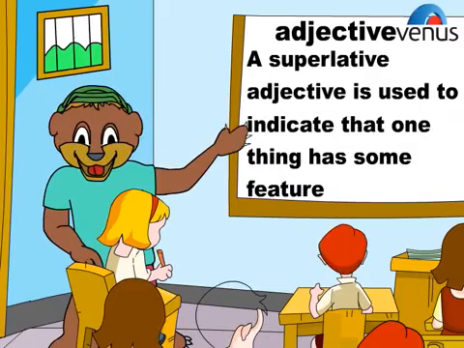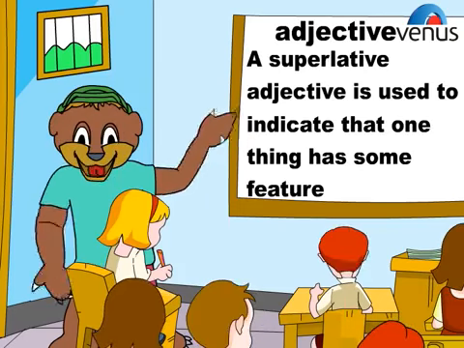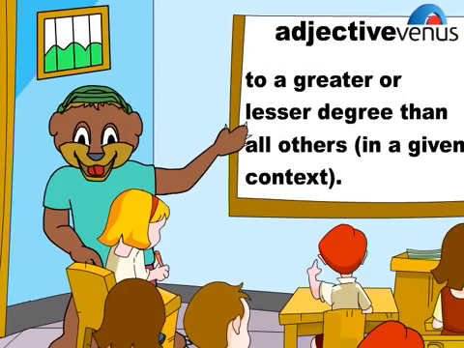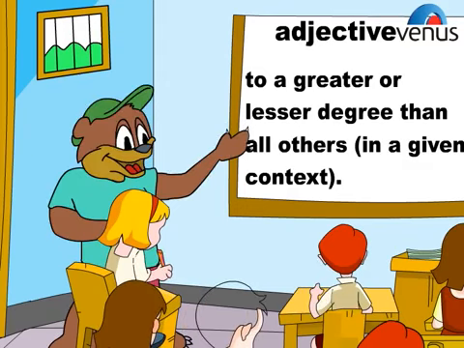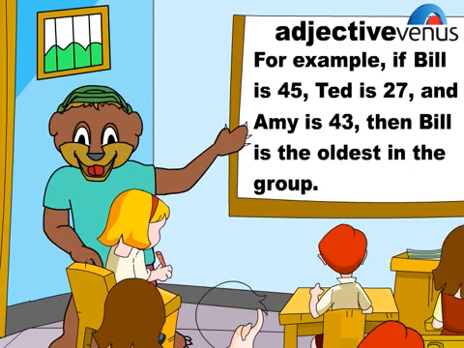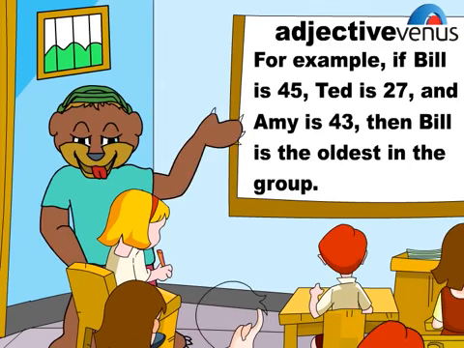A superlative adjective is used to indicate that one thing has some feature to a greater or lesser degree than all others in a given context. For example, if Bill is 45, Ted is 27 and Amy is 43, then Bill is the oldest in the group.